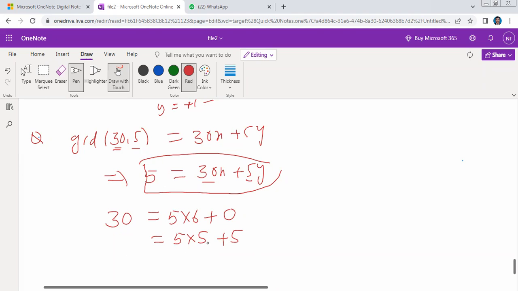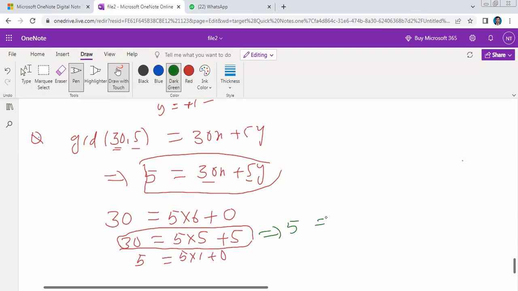Okay. 5 into 5 plus 5. Now I want to write it using the Euclidean algorithm, 5 into 5 plus 5. Now again, 5 means 1. 5 is equal to 5 into 1 plus 0. Right, this is 5 into 1 plus 0. From this equation, what is 5? Tell me from here.